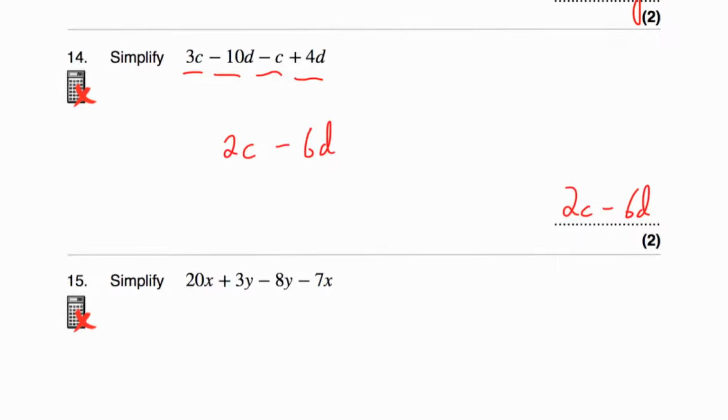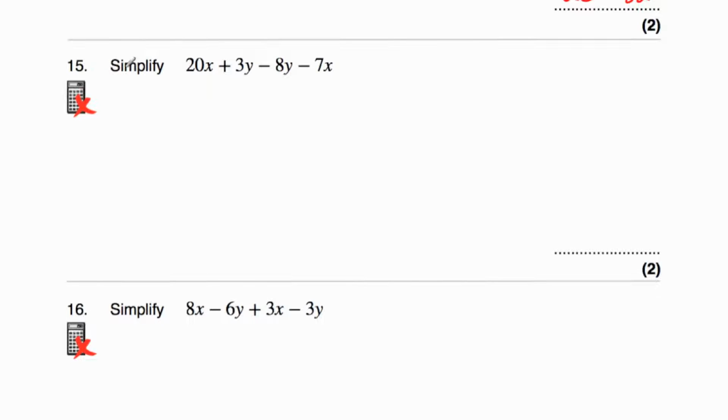Okay, let's have a look at question number 15. So question 15 says simplify 20x plus 3y, take away 8y minus 7x. So let's do our x's first of all. We've got 20x, take away 7x, so that'll be 13x's. And then we've got plus 3y, so 3y, take away 8y.